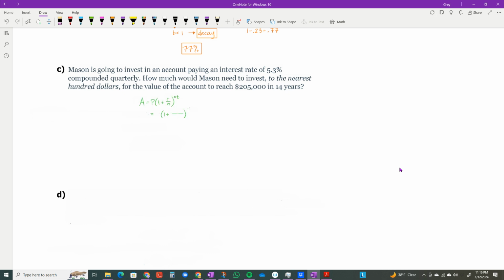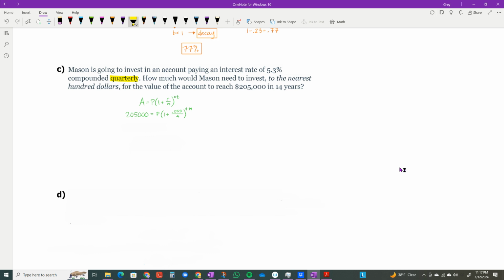So I'm going to go plug in for my information A. I want it to get to 205,000. P is what I start with. Well, that's what they're asking me. How much money should he invest? 1 is always part of it. R is my 0.053. N is how many times it is compounded in a year. So if it says quarterly, then N is 4. And up here, I'm going to get 4 times T, which is going to be 14 years.